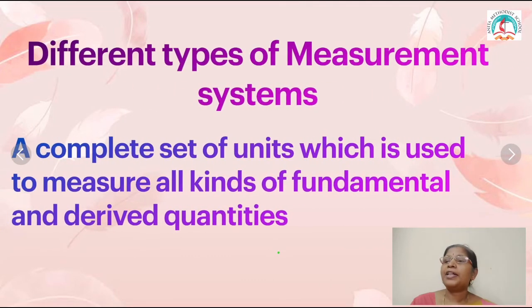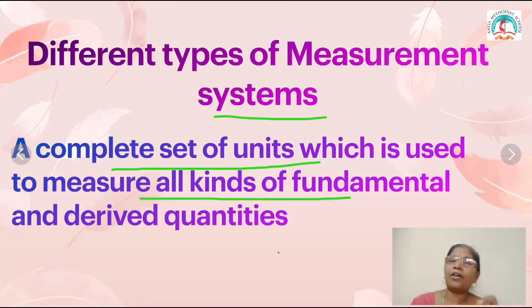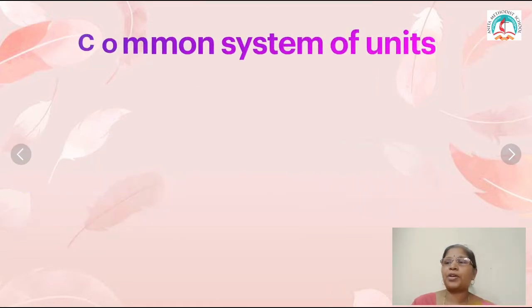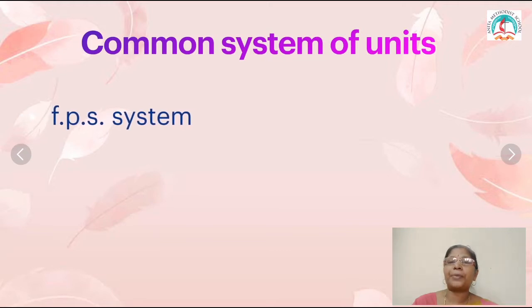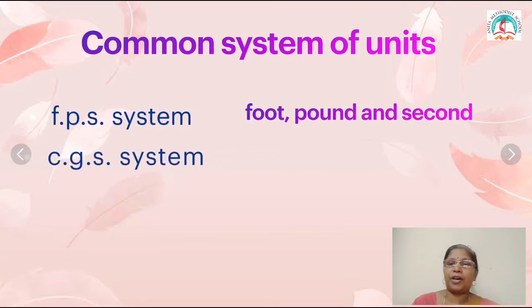Okay, now the next one, different types of measurement systems. What are the systems we are using here? A system is a complete set of units which is used to measure all kinds of fundamental and derived quantities. Totally how many systems are here? Totally 3 common systems are here.